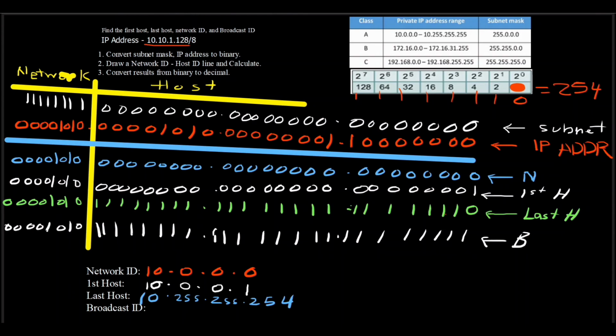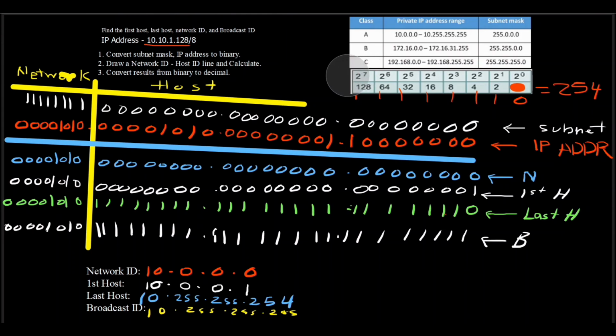So we're going to type in 10, which is going to be similar to 255, 255, 255. So this is the broadcast ID, and that should be it. I hope it's an easy method.